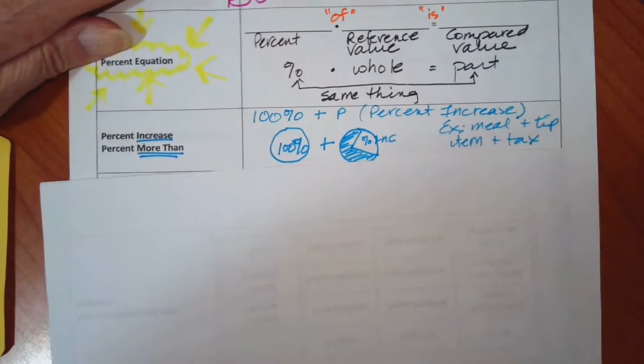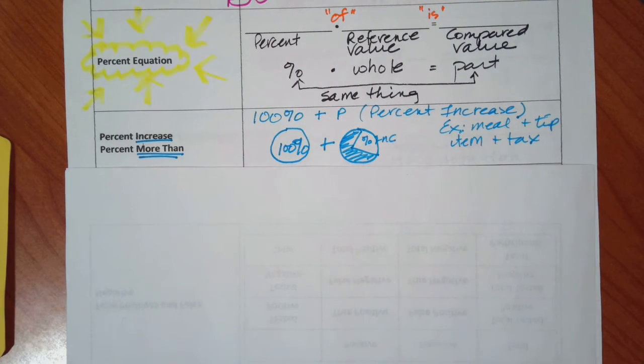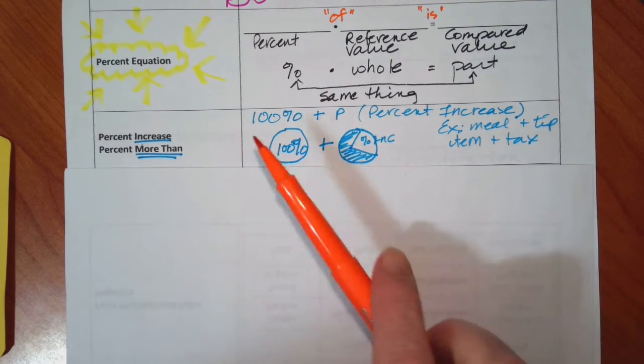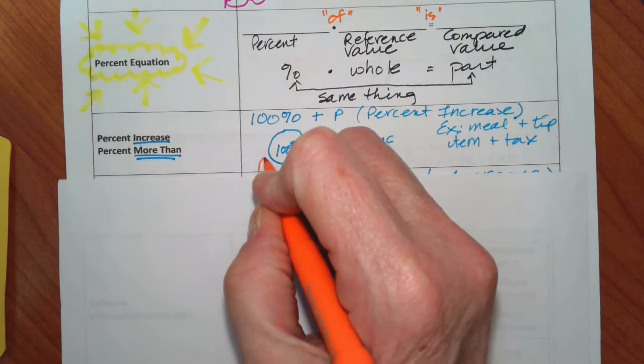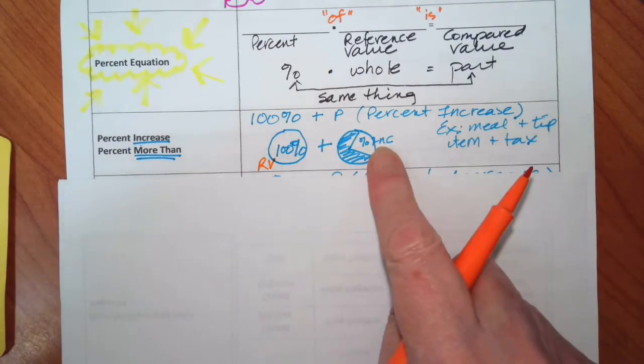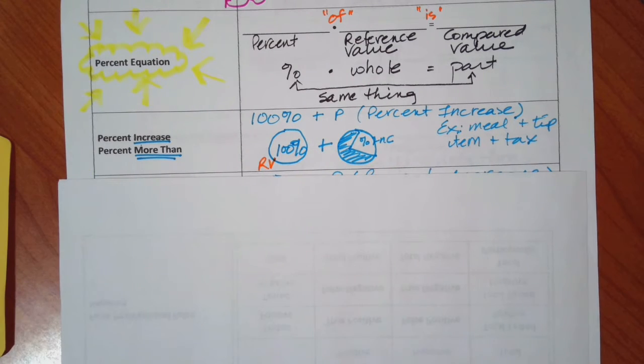Okay, so let's talk about percent increase. The formula is 100%, which, of course, is your reference value, plus the percent increase. So you might have a meal plus a tip, or an item plus tax, or something of that nature, or the price is increased by 40% over something before.